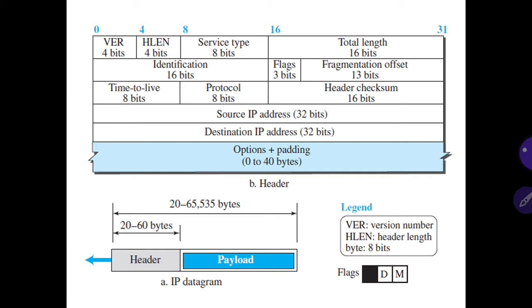Source address is a 32-bit IPv4 address. Destination address is a 32-bit IPv4 address. Options plus padding, up to 40 bytes, is optional. We'll see the version, the IPv4 version we use. The flags, D and M, usually contain the information of flow control and duration.